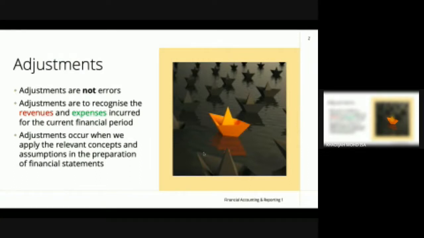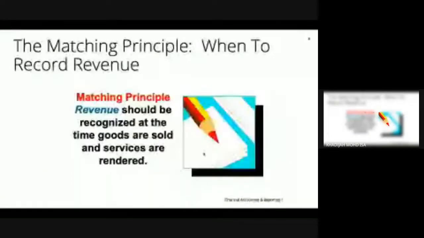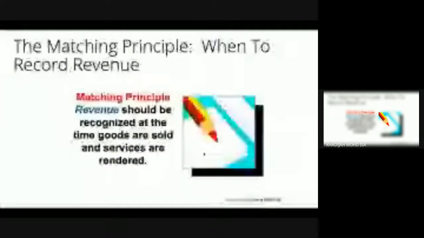Adjustments occur when we apply the relevant concepts and assumptions in the preparation of financial statements. So what are those? We have the principle where we have to record your revenue. Remember, revenue is part of your owner's equity. Revenue should be recorded or recognized at the time goods are sold. So we talk about 2 types of business: those that sell goods and those that perform services. Whenever you sell goods, you have to recognize that sale as your revenue. Or when you perform your services, when the service is rendered, that is also when you recognize your revenue.